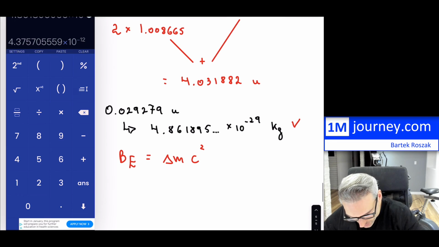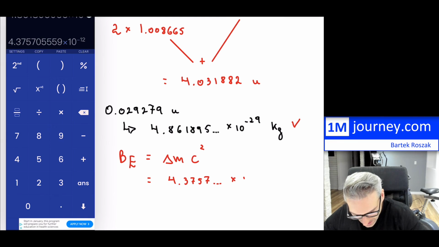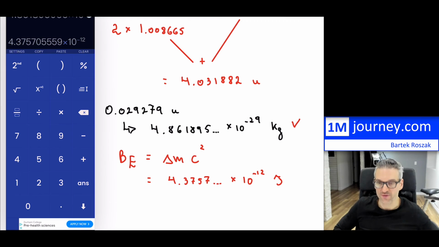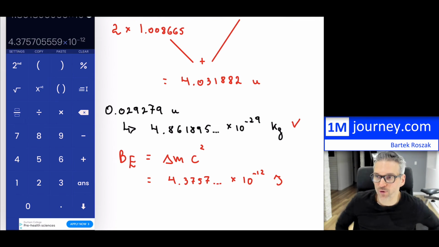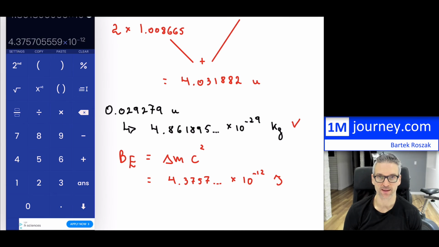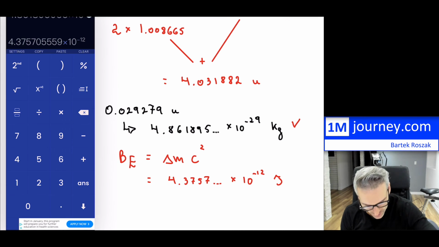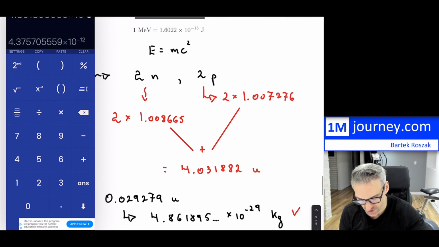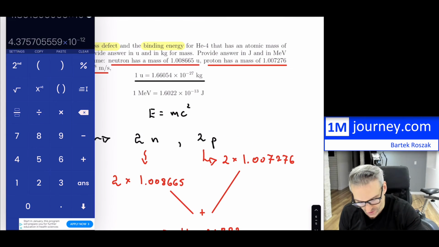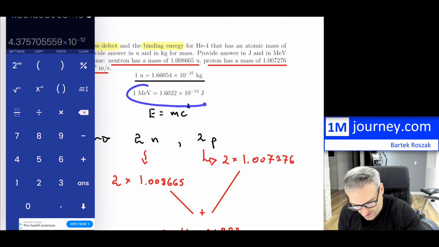it's not a very huge amount. It's very tiny. So 4.3757, etc., times 10 to the minus 12 joules. Again, rounded to 3 sig figs, this would have had a mantissa of 4.38. So that's fine. That's what we have right there. Now, if you want this in mega electron volts, we would have to convert this, as this is in joules. So here is the conversion.